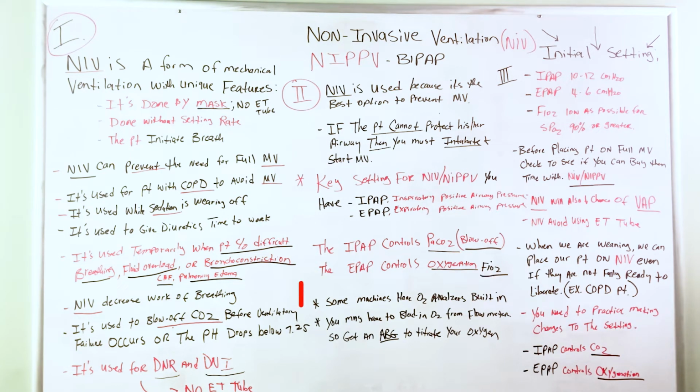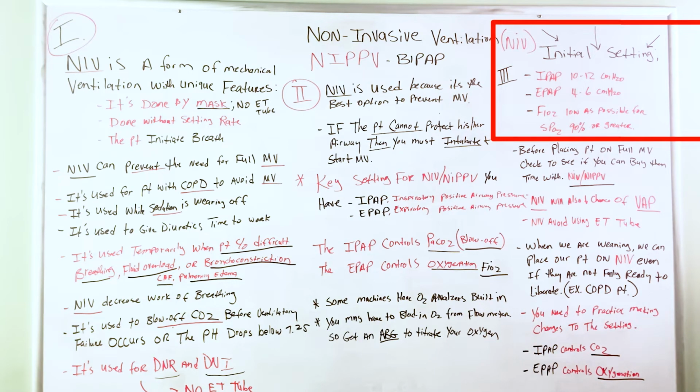Now, some machines have O2 analyzers built in, but on this exam, you may have to bleed in 2 or 3 liters of oxygen from a flow meter. If you are put in that situation on the exam, always get an ABG. Get a blood gas to titrate that oxygen down, okay? They'll challenge you on the exam.